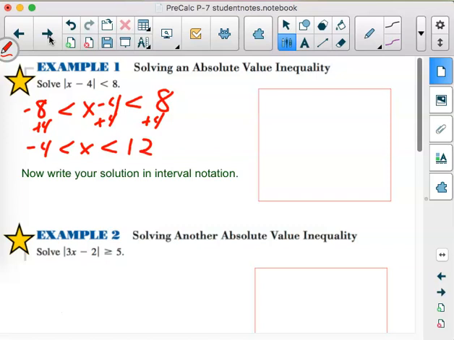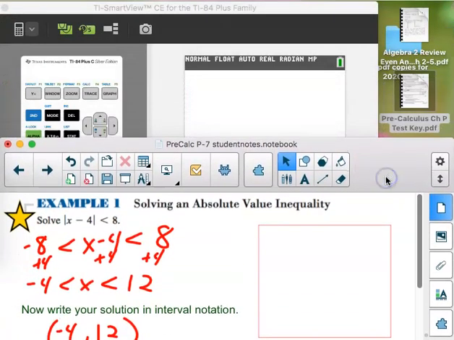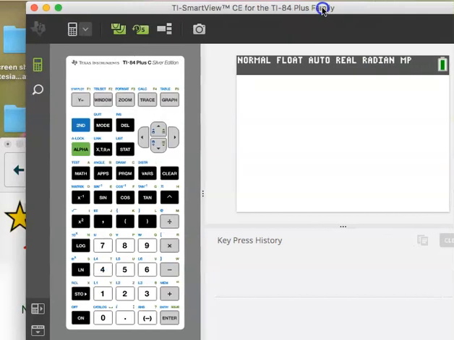Now, like it says, we're going to write these in interval notation, so I remember "and." Okay, "and" is like walking along the number line. So I need -4, but I can't include it. And I'm going to keep going till I get to 12, but I can't include that. But now what I want to do is I want to see the visual of it. So I want to see the absolute value of x minus 4 and where that cutoff is with 8.